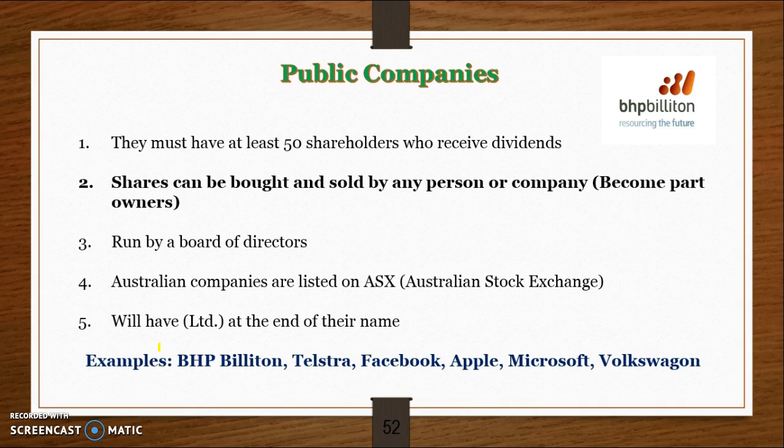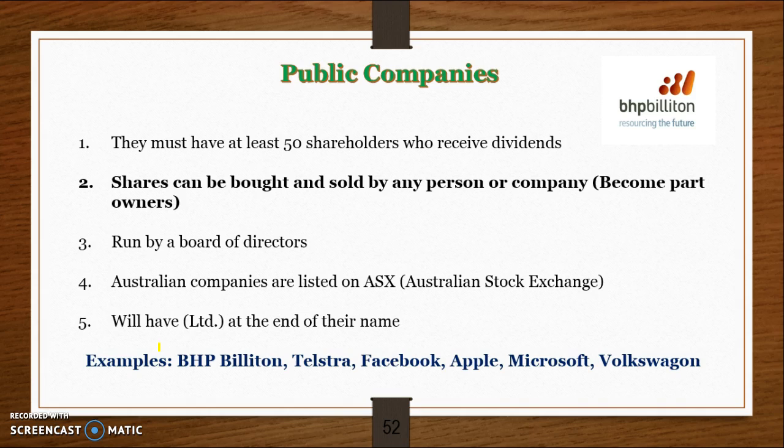So first things first, a public company must have at least 50 shareholders. So the minimum number of shareholders in a public company is 50, and they receive dividends for having shares in these companies. They don't have to receive dividends, but a lot of public companies will pay out dividends. Shares can be bought and sold by any person or company. So anyone that has shares in a public company can sell them to anybody else who's interested in buying shares in a public company. And they become part owners in that company.